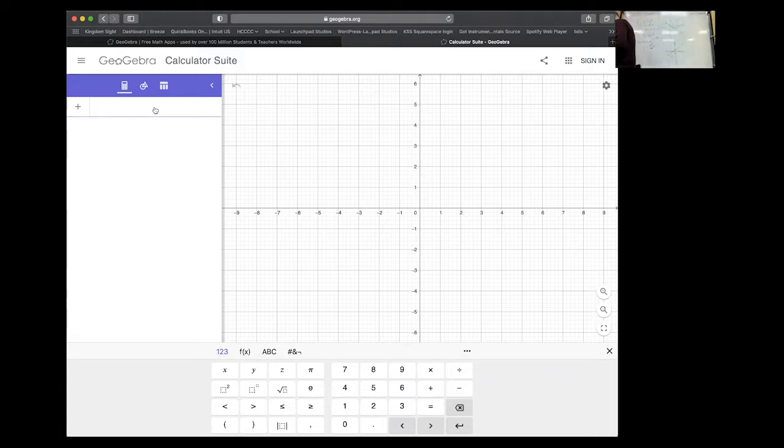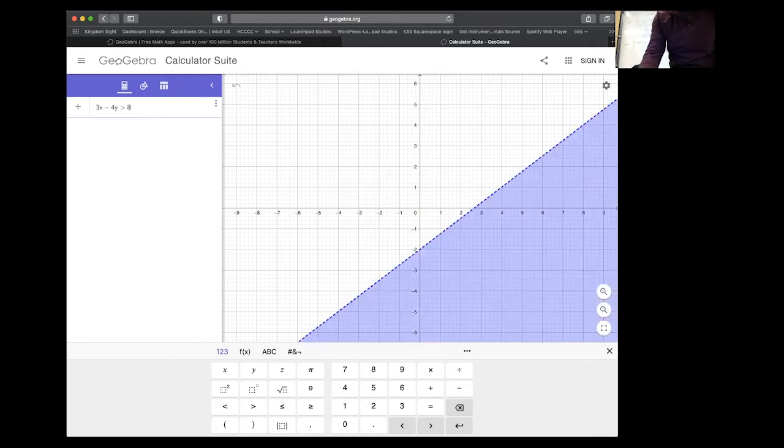So the first equation, or let's just graph this one. So we got 3x minus 4y is greater than 8. Okay, and let me make sure you guys can see it. Okay, that looks right. And see how it's dotted on there? Looks good. All right, our next one is going to be y.